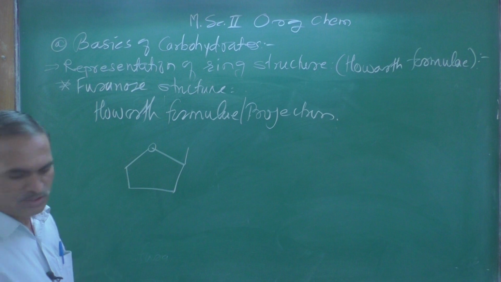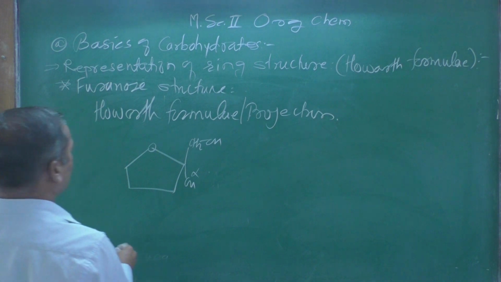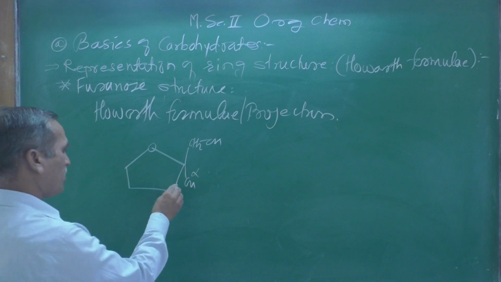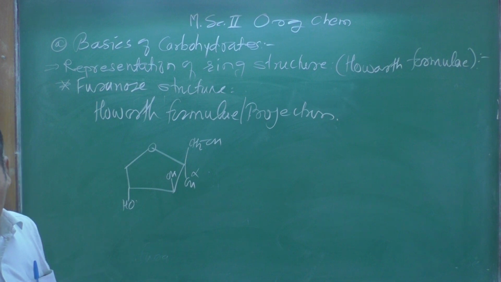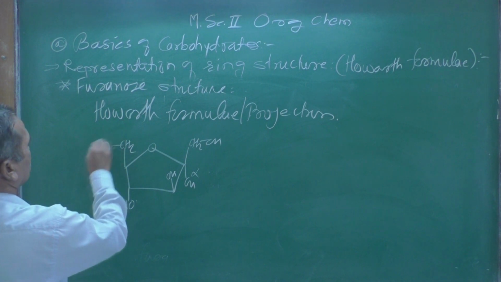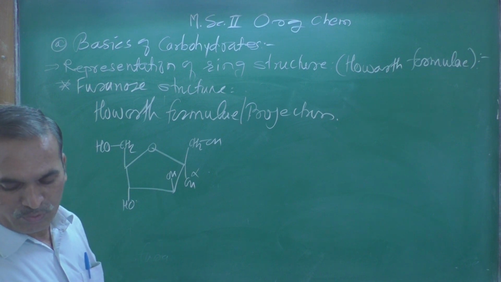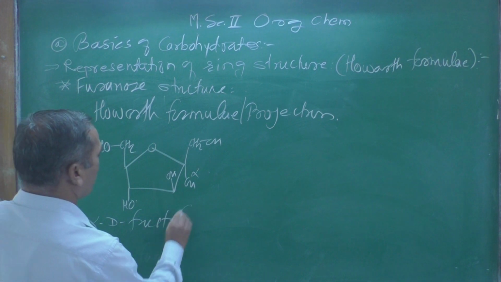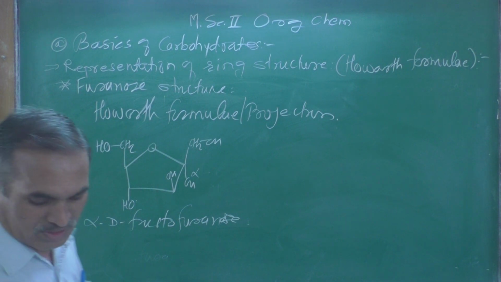Then CH2OH, hydroxy group at beta position, then the rest of the things: here hydroxy group above the plane, here below the plane, and at this position the CH2 and hydroxy group. This representation is nothing but alpha D fructofuranose. So, alpha D fructofuranose, this is the structure.